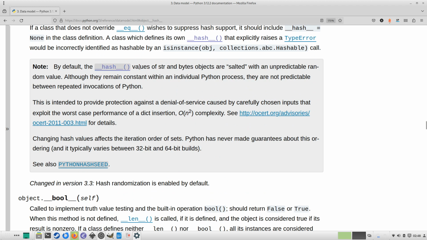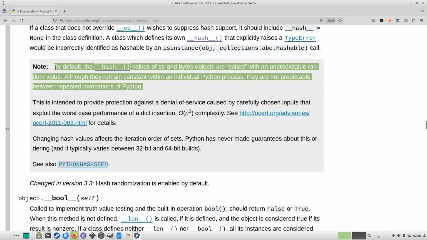By default, the hash values of str and bytes objects are salted with an unpredictable random value. Although they remain constant within an individual Python process, they are not predictable between repeated invocations of Python. So this is a key point: for example, if you compute the hash of a string and put it in a database, the next time you compute the hash and put it in the database, after the Python process has terminated and restarted, the new hash value will be different. So you should be careful with that.